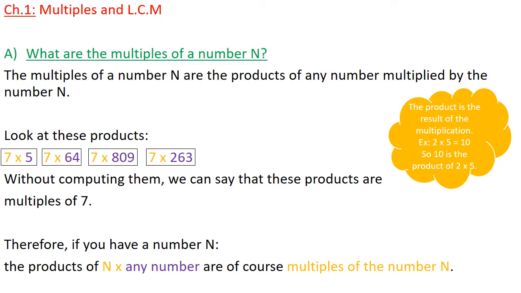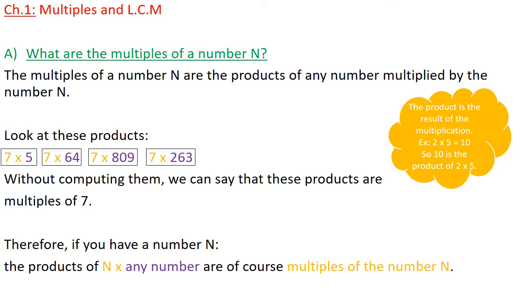Look at these products. 7 times 5. 7 times 64. 7 times 809. 7 times 263. What do you notice, my dear students? Yes, you notice that we are multiplying by 7. So, without computing these products, we can say that these products are multiples of 7. 7 times any number is a multiple of 7.